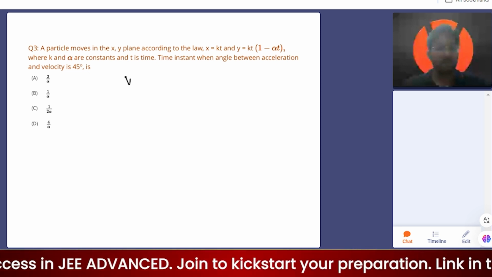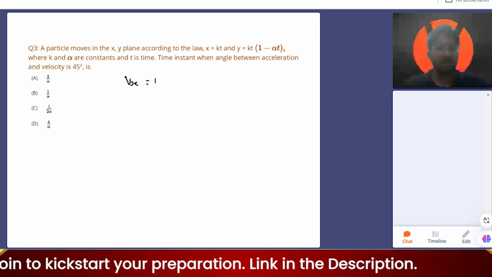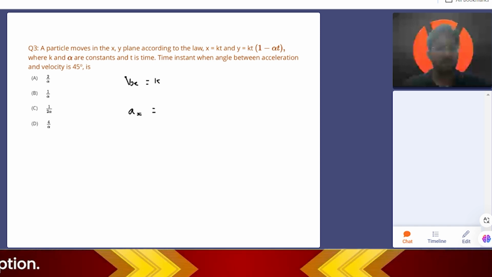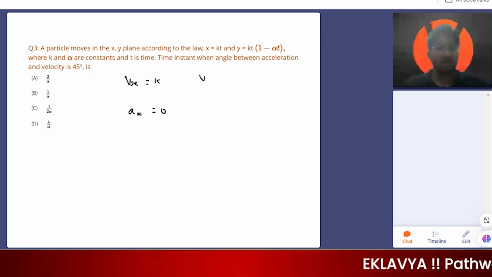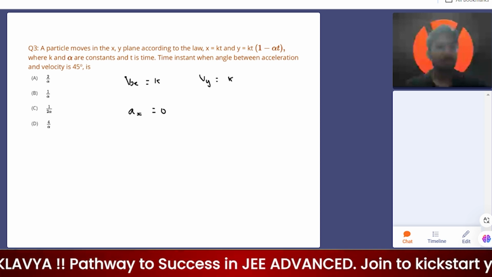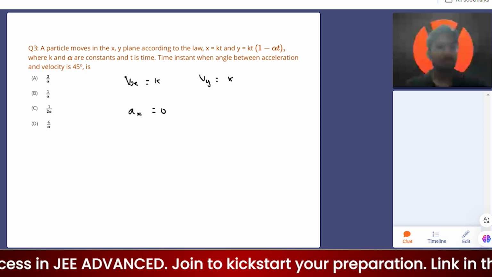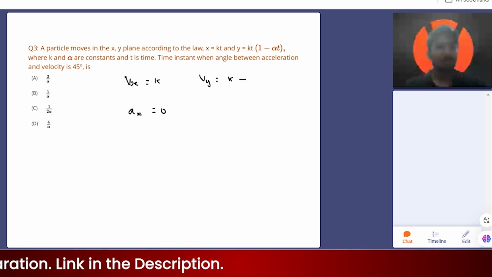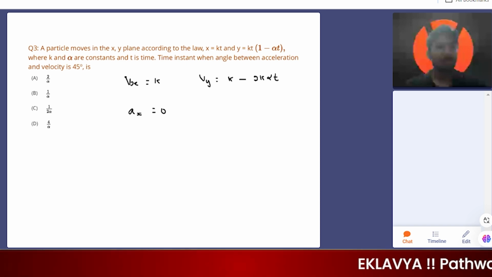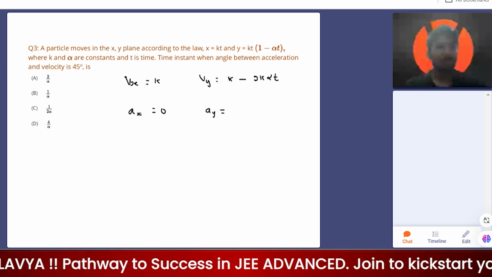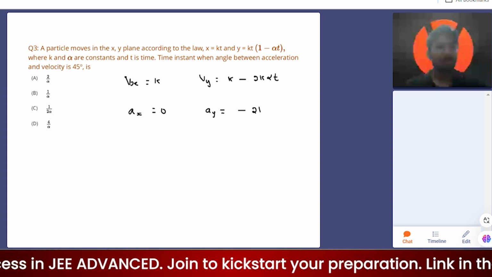So if I differentiate x with respect to time, I'll get Vx. That will be equal to k. If I differentiate again with respect to time, it will become 0. That means the ax component is 0. Similarly, the vy component will be kt minus k alpha t square. So that will give us k minus, differentiating that, 2k alpha t. On the contrary, ay, if you differentiate this again with respect to time, you'll get minus 2k alpha.